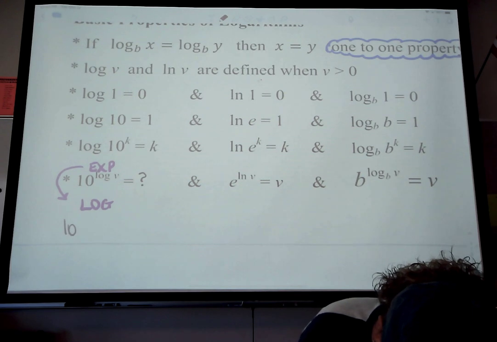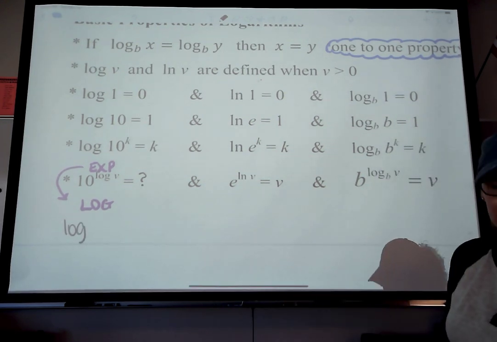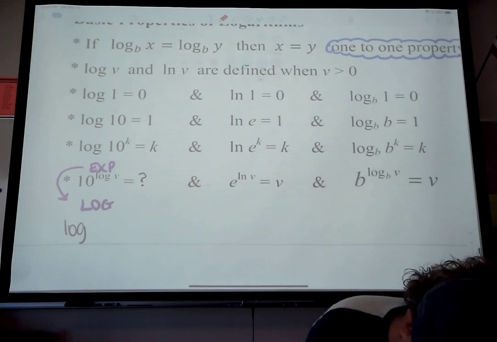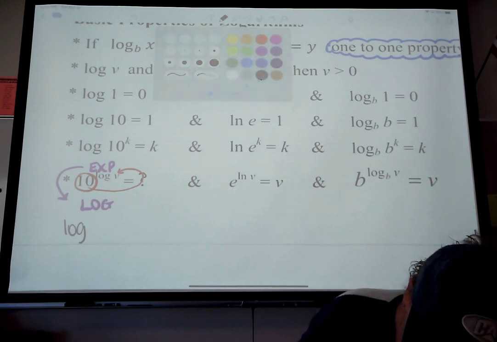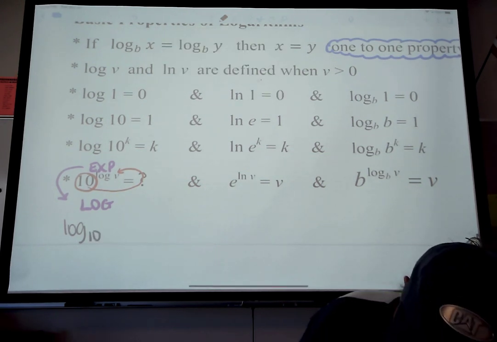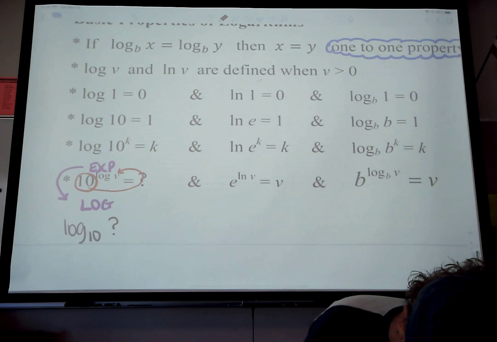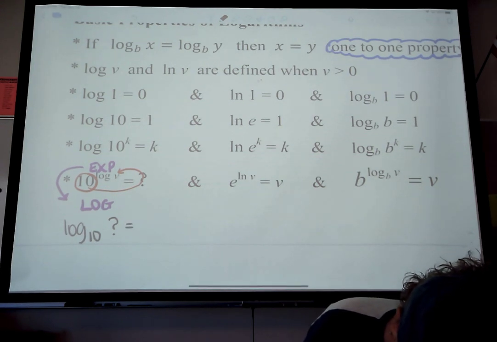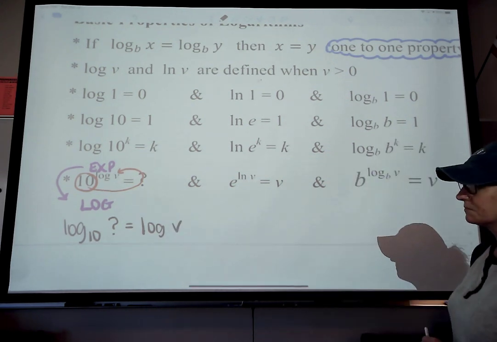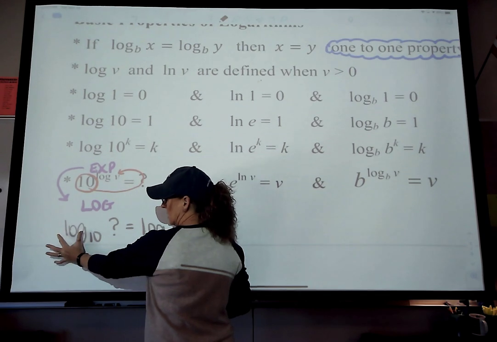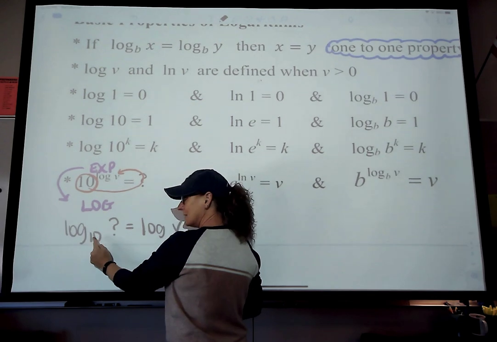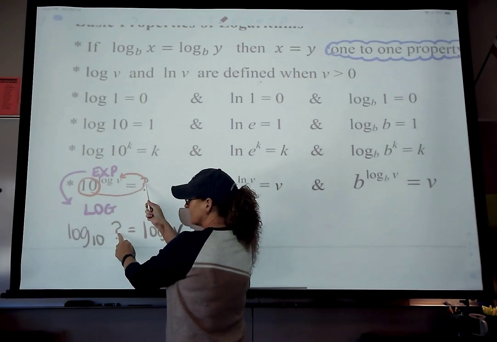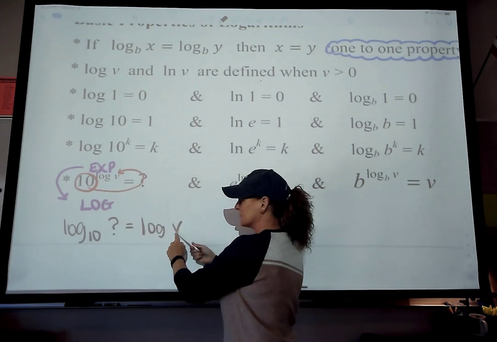So I start with log regardless. Changing it to logarithm mode. Ready? Grab the base, swirl around. So I'm going to write log base 10 of question mark equals log of v. See what I did? Changing it to logarithm, I wrote log, and then I took the base and swirled around. So log base 10. This comes next. This whole exponent is my answer.